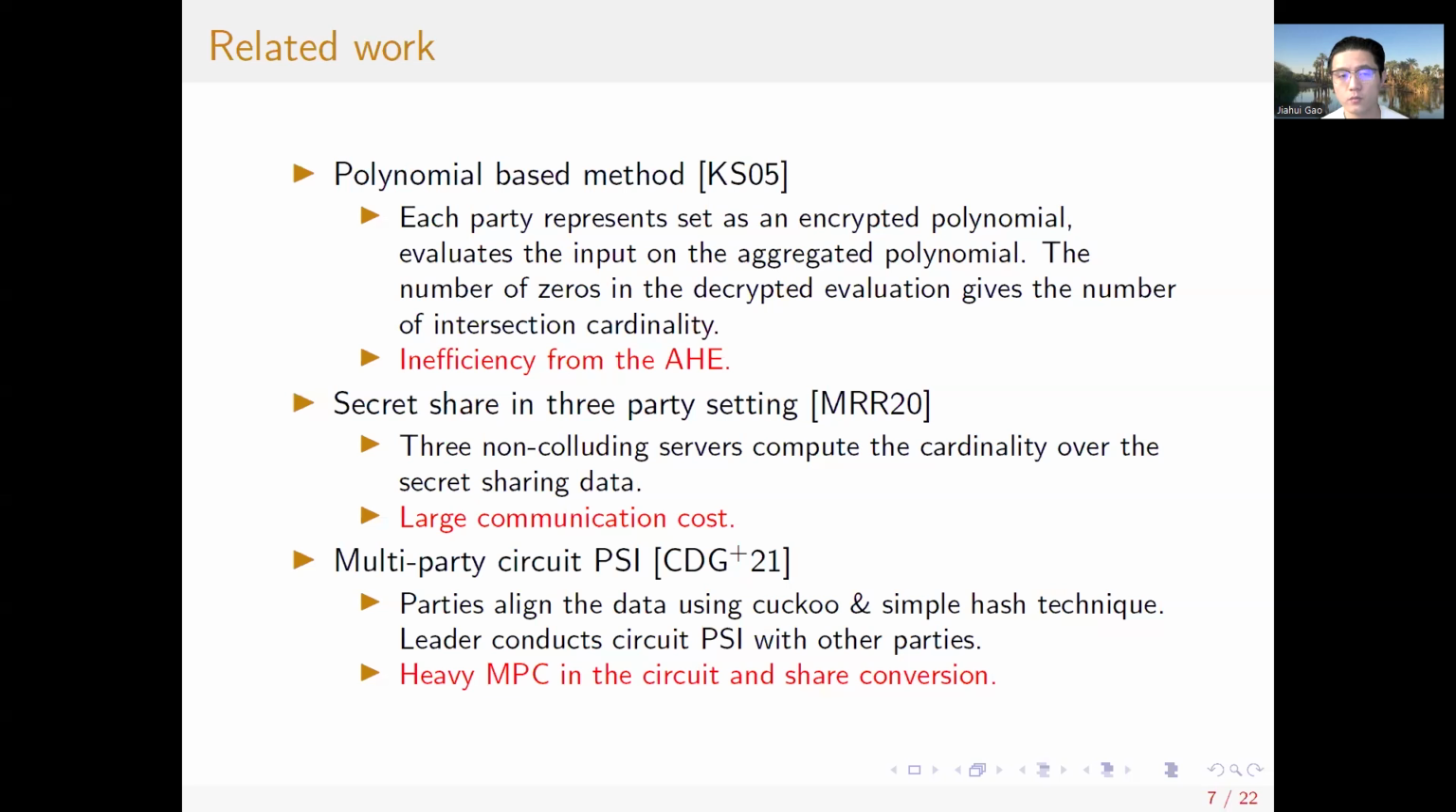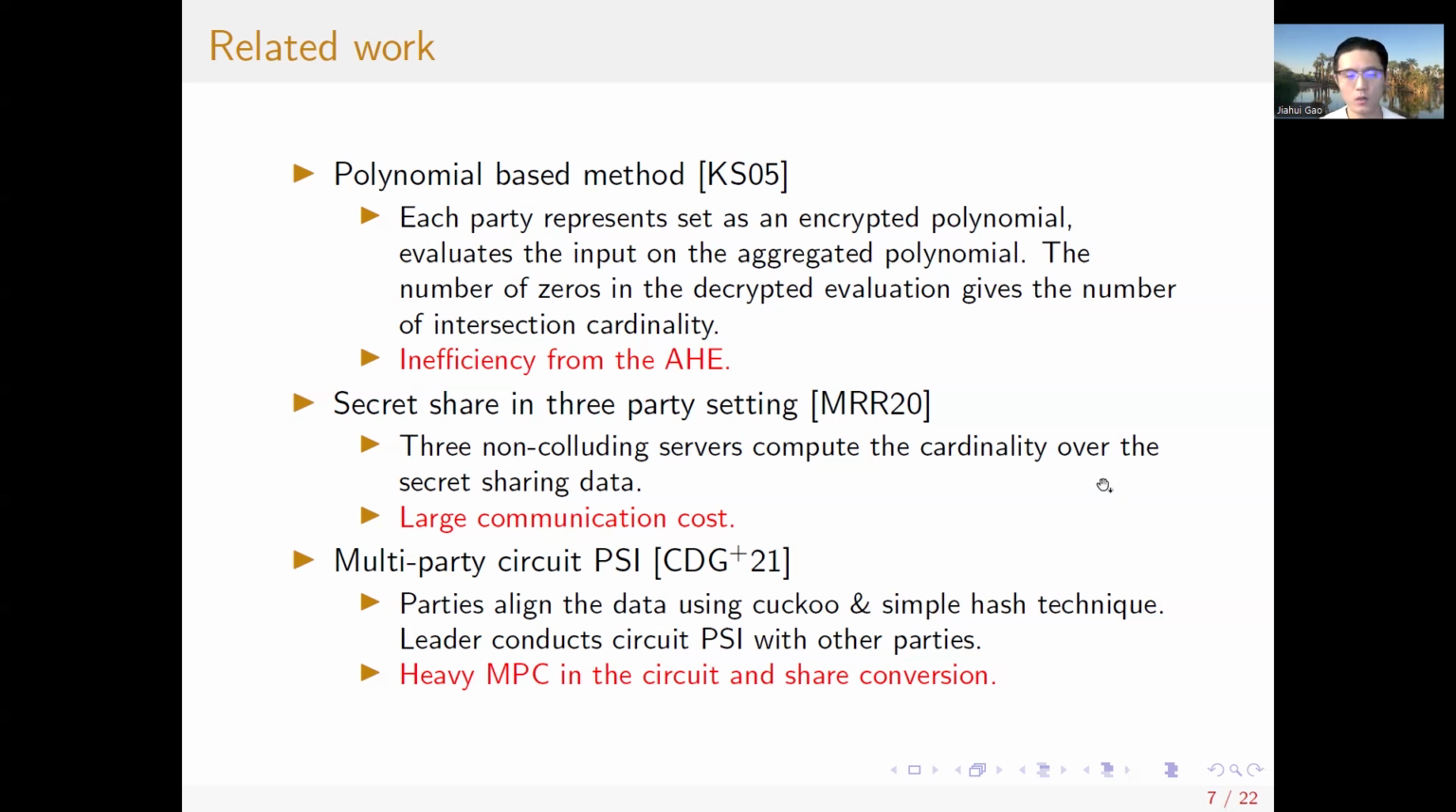So here are some previous works for PSICA protocols. The first work is KS05, which is a polynomial-based method with homomorphic encryption. In their design, each party represents the set as an encrypted polynomial, and then they aggregate the polynomials to compute a global one, and then they evaluate their own private input on this global polynomial under the additive homomorphic encryption. The decryption of the number of zeros will give the intersection cardinality. The inefficiency comes from the homomorphic encryption.